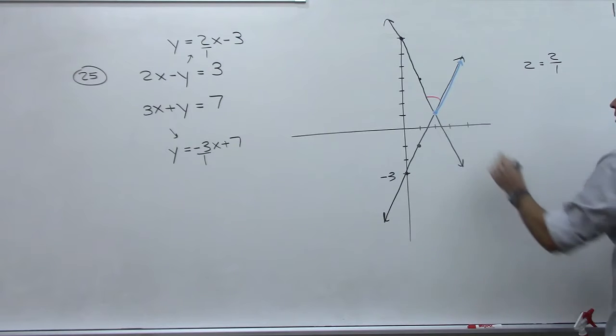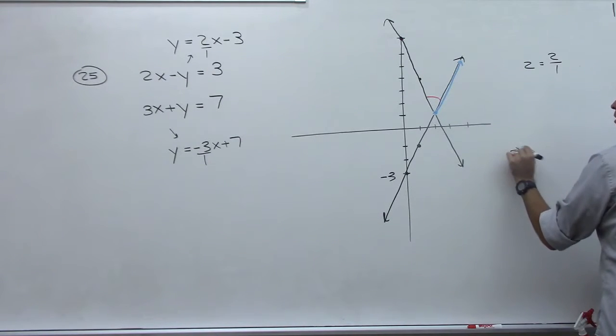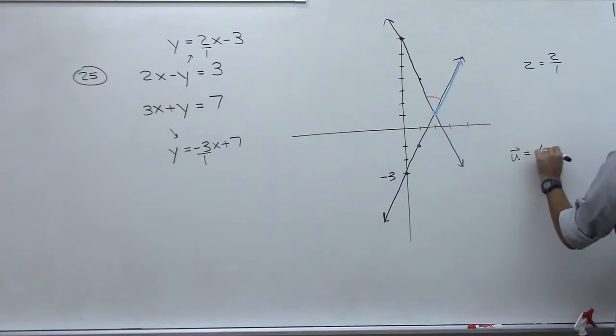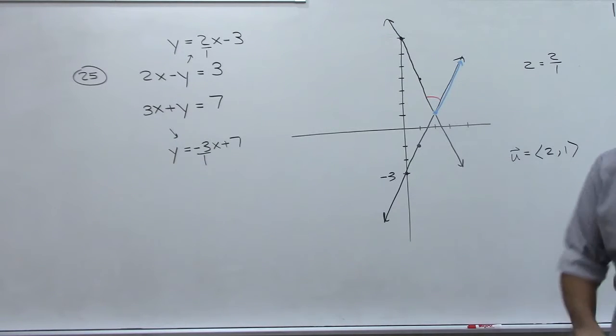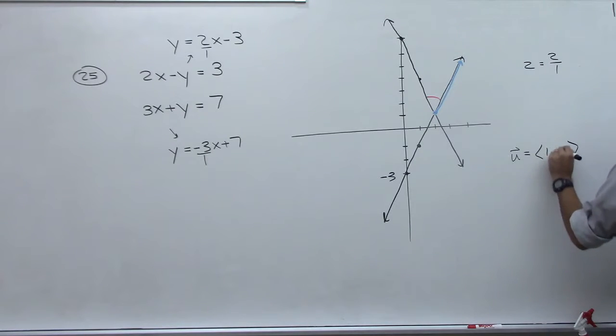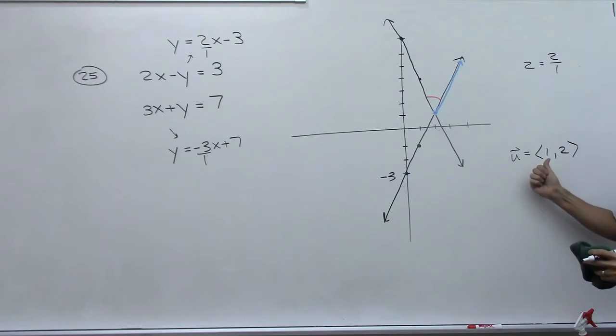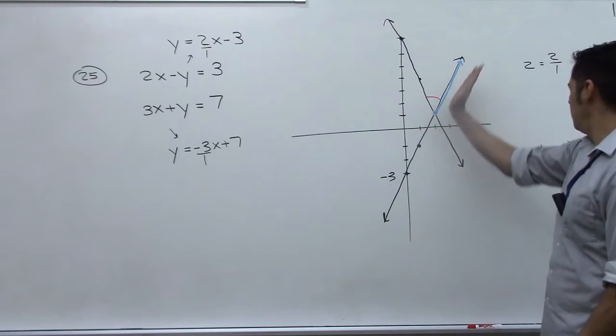So if I look at this as a vector, let me call that vector u. It's going to be equivalent to the vector 2, 1, right? Sorry, got that backwards. 1, 2. Slope is 2. So 1, 2. So to the right 1, up 2 would be running parallel to this line.